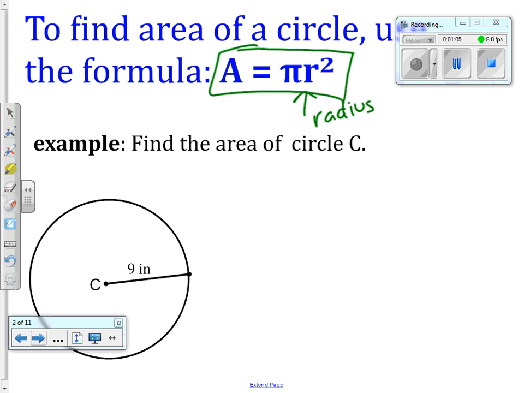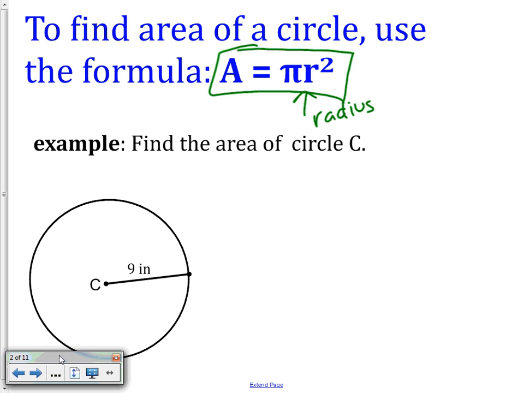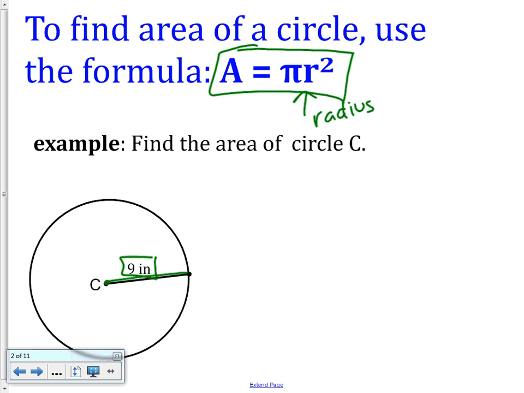Okay, so let's take a look at this example. Let's go ahead together and find the area of this circle. So I see that my radius is 9 inches. Remember, radius is half of the diameter. It goes from the center to a point on the circle. All right, I'm just going to plug it in. So area equals pi 9 squared.